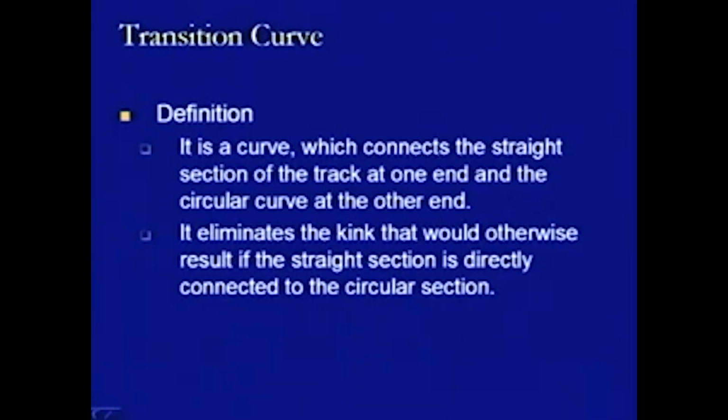And it eliminates the kink that would otherwise result if the straight section is directly connected to the circular section. This is another important thing. If we connect a circular section directly with the straight section, then there is no transition at all from the infinite radius to the finite radius, that is r. In that case, this point of connectivity acts like a curve, adds a kink, and wherever this kink is being available, it is a point of discomfort.